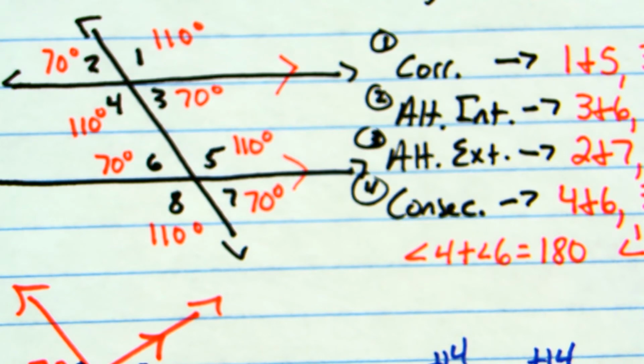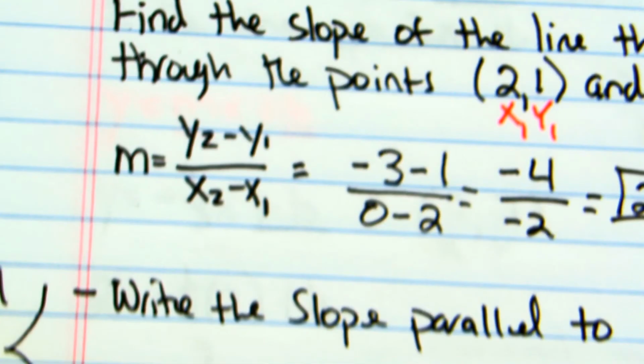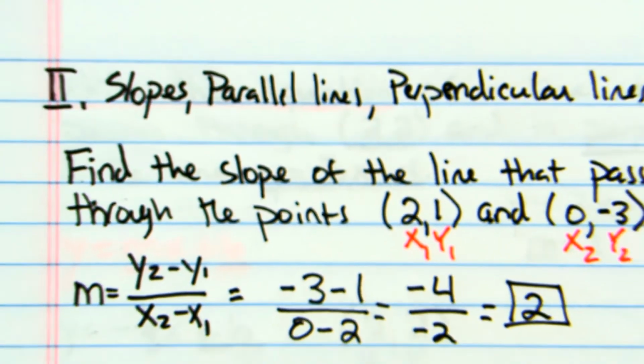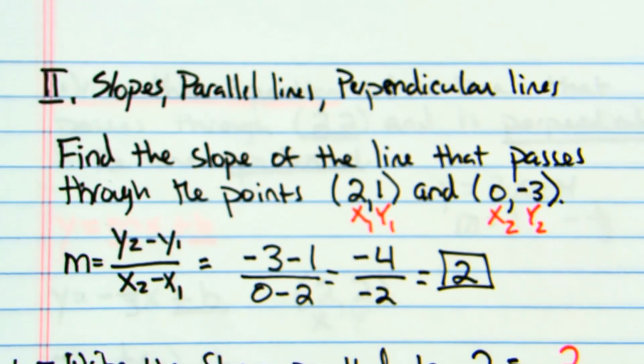So the first 5 sections of our chapter cover transversals and parallel lines. It's very important to know those relationships. Now, the last 2 sections cover slope and parallel and perpendicular lines.